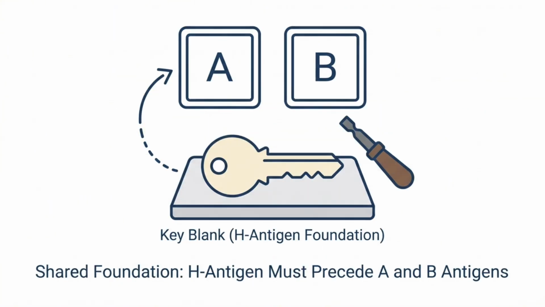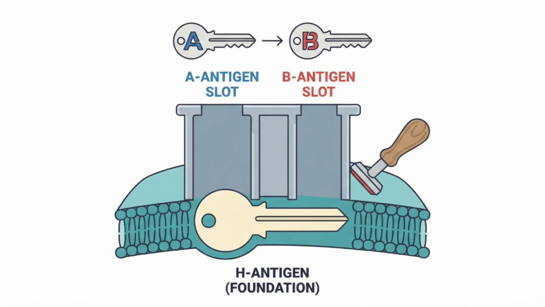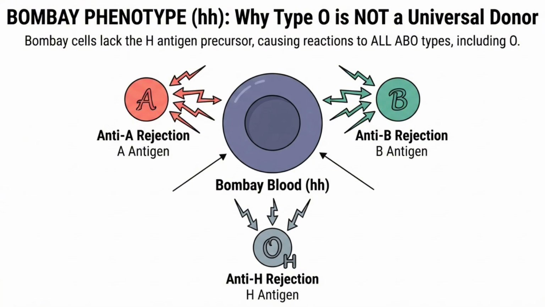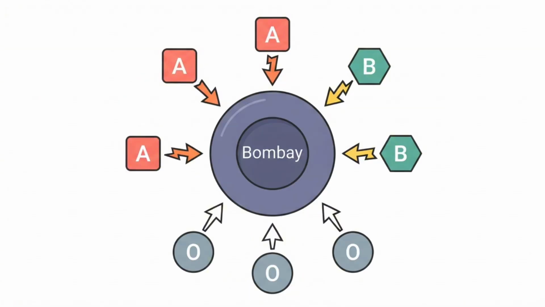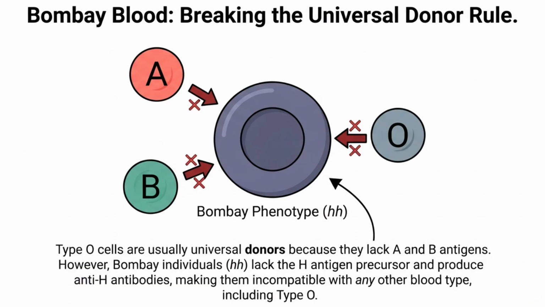People with Bombay blood type lack the H antigen entirely due to a mutation in the gene that builds it, which means even if they've inherited the genetic instructions for A or B, those instructions have nothing to attach to. This makes Bombay blood type incompatible with every other blood type, including O, because O blood still carries the H antigen, just without A or B stamped on top of it, and a Bombay immune system will attack that H antigen as foreign.